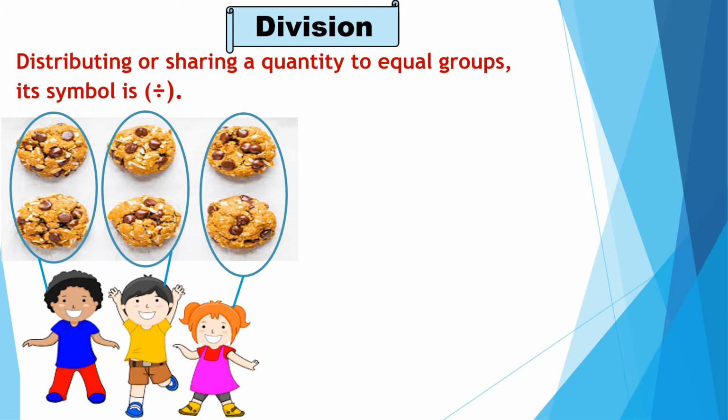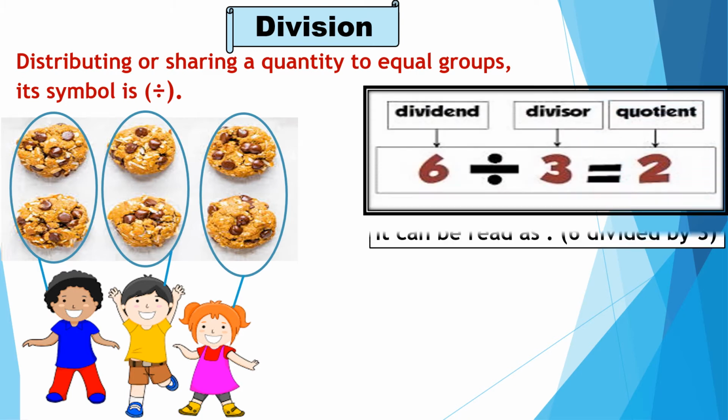And we can express it by division. Here we distributed 6 cookies to 3 kids. So 6 divided by 3 equals 2. When we divided 6 cookies to 3 kids, the result was 2. The share of each one was 2. Each one takes 2. So it can be read like this: 6 divided by 3 equals 2.